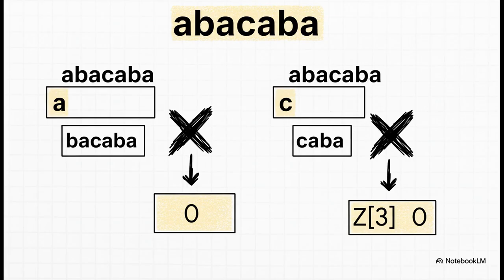All right, now for the real work. Let's look at index 1. The substring starting here is BACABA. Our string's prefix, the very beginning, starts with A. Does B match A? Nope, not at all. So the Z value is 0. Simple. Same thing happens at index 3. The substring is CABA. Does C match our prefix A? Again, nope. So Z[3] is also 0.